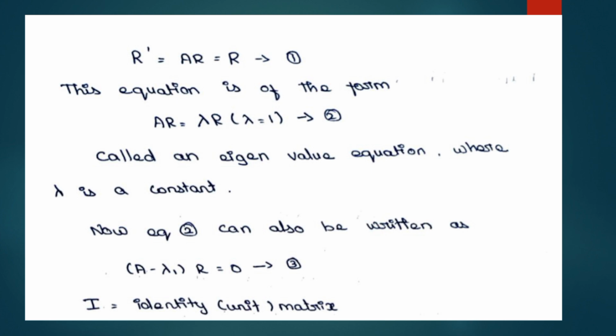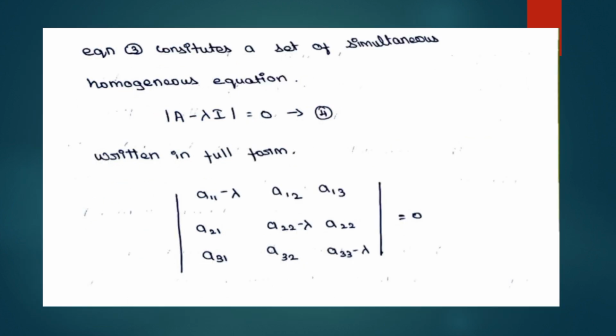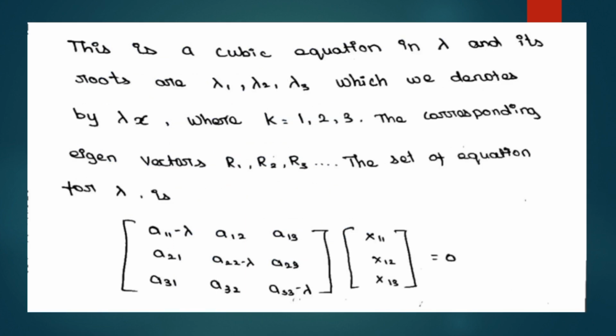Now equation 2 can also be written as (A - lambda I) r = 0. This is the third equation, where I is the identity unit matrix. Equation 3 constitutes a set of simultaneous homogeneous equations. Modulus of A - lambda I is equal to 0. This is equation 4, written in full form: the determinant of the matrix A11 - lambda, A12, A13; A21, A22 - lambda, A23; A31, A32, A33 - lambda is equal to 0. This is a cubic equation in lambda.